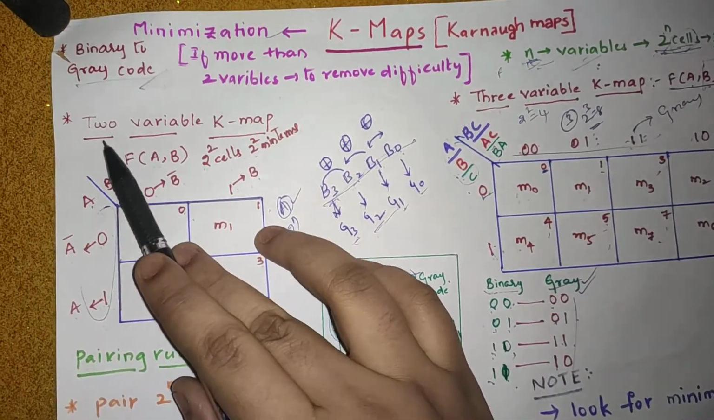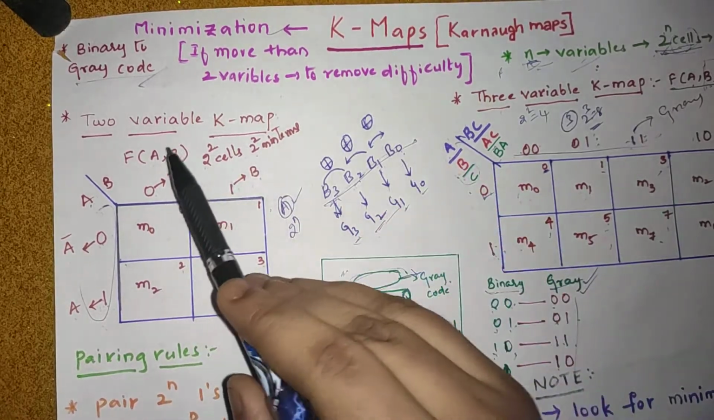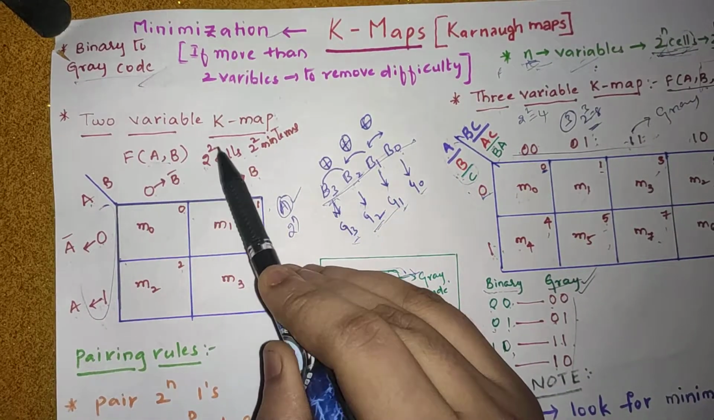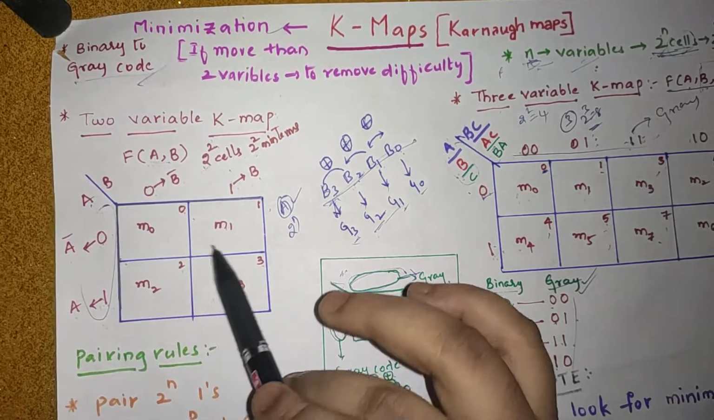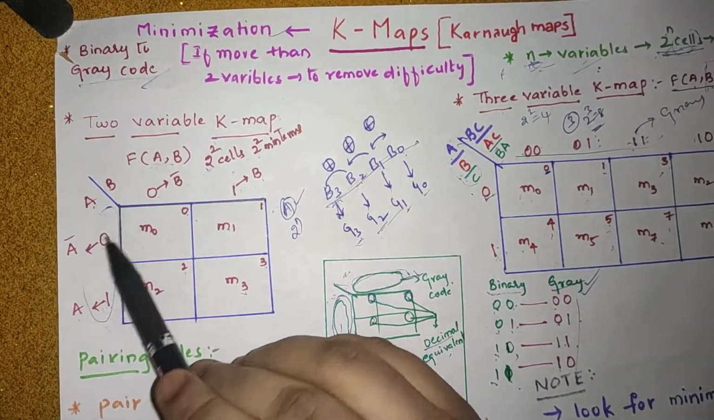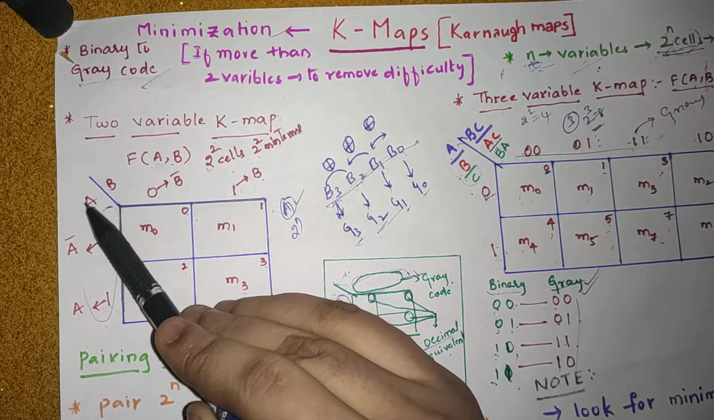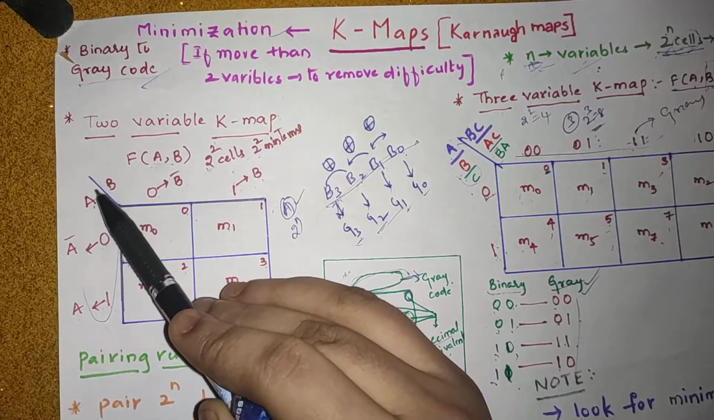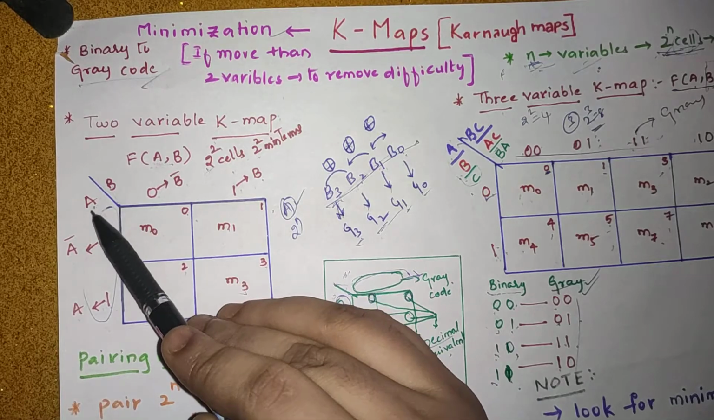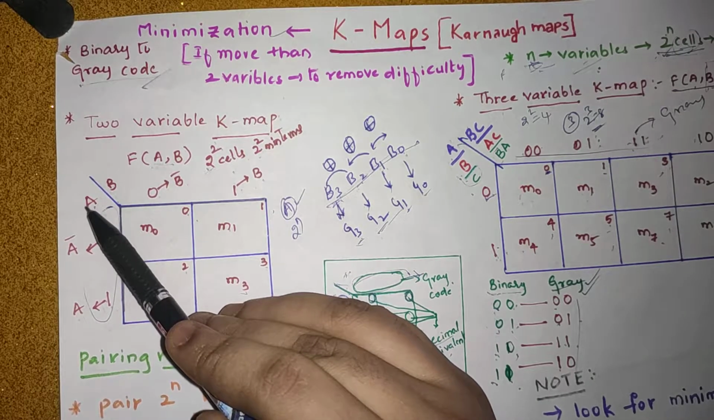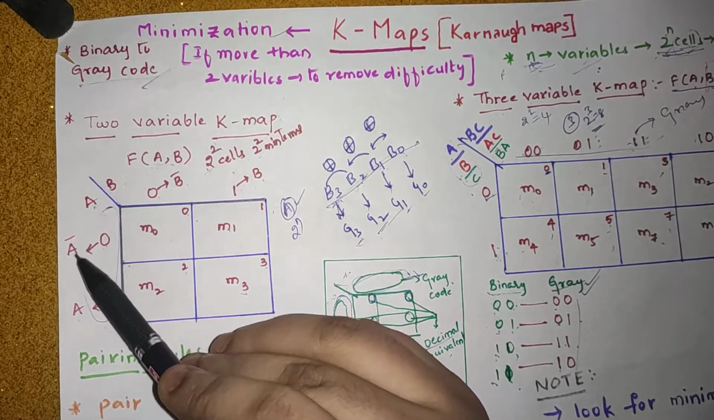First, let us go for the 2 variable K-map. Each box represents a cell. For 2 variables there will be 2 power n cells, that means 2 power 2, that is 4 cells. So we have 4 cells here. How to draw this? First, draw a box and draw a line, and on either side of the line we need to write the variables. Here we have 2 variables, A and B.